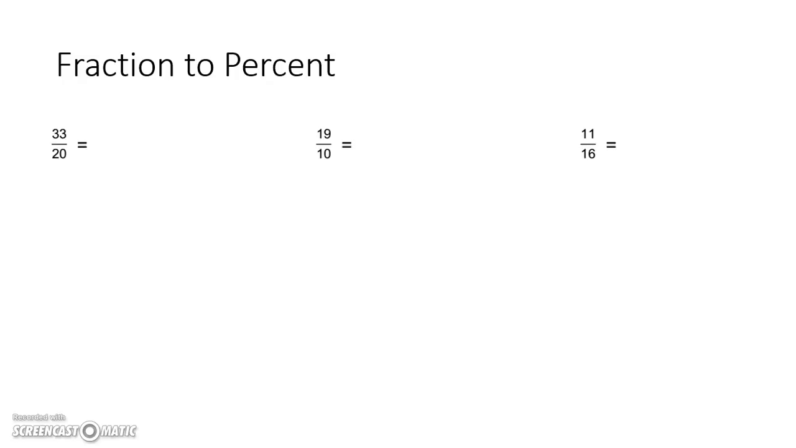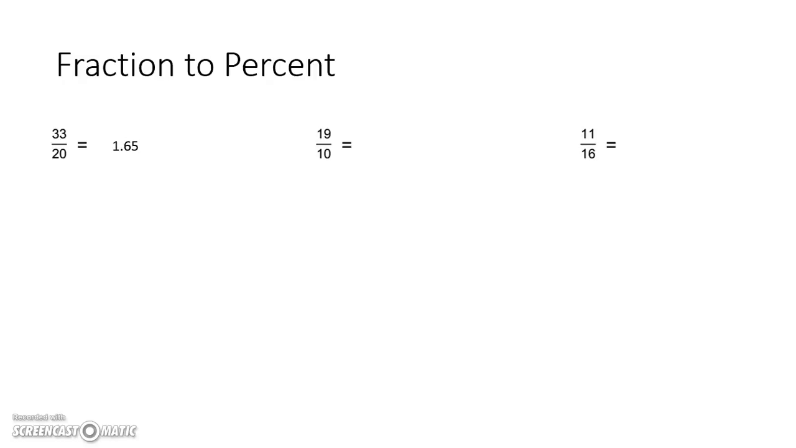Okay, to turn a fraction to a percent, there's a couple things you can do. If you look at the denominator and you can make the denominator 100, that's probably going to be the easiest way to do it. So you could turn that 20 to 100 by multiplying by 5, and 33 times 5 would give you your percent.